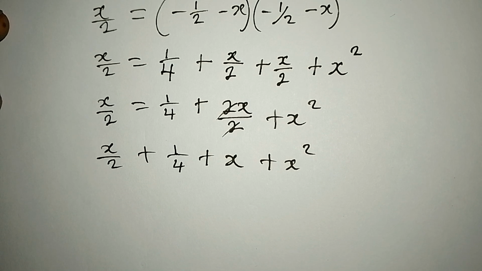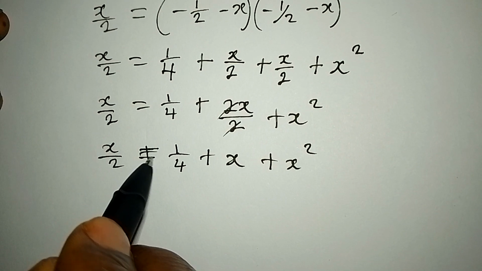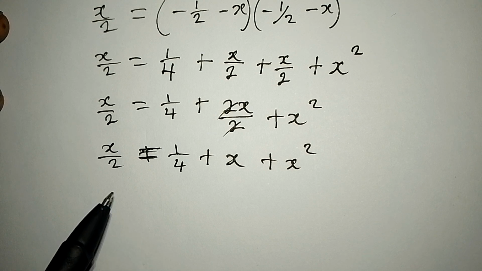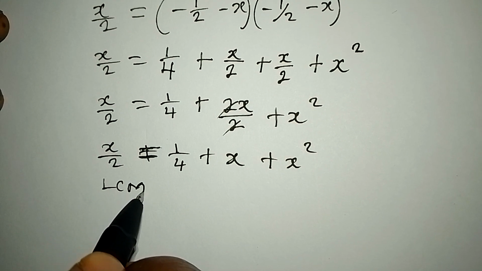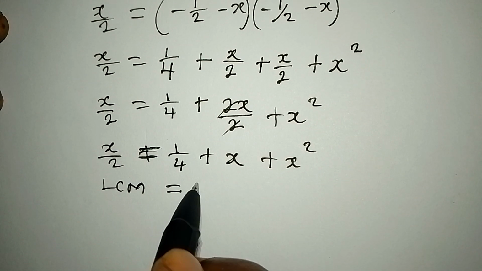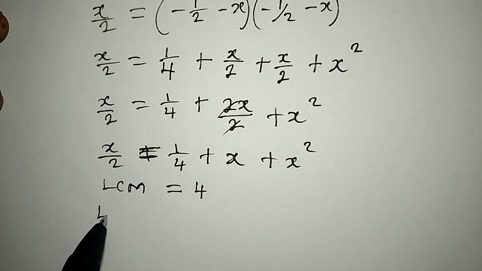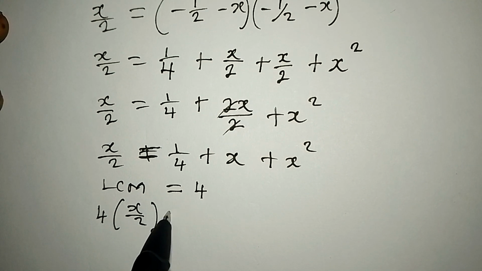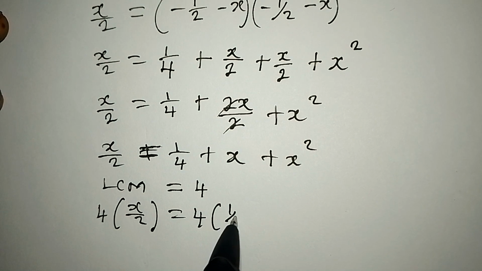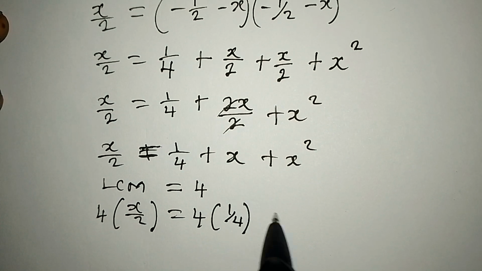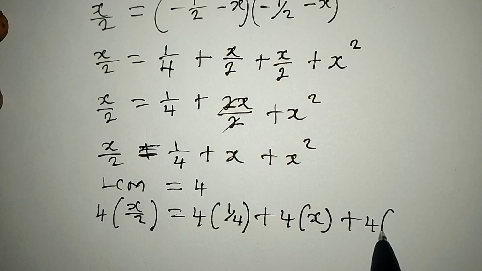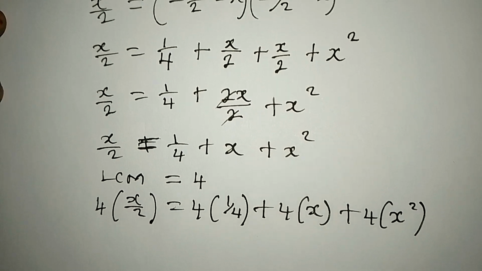There's an equal sign, right? This is an equal sign. So from here, let's get the LCM. The LCM is equal to 4. Now multiply 4 by all the terms: 4 times x over 2 equals 4 times 1 over 4, plus 4 times x, plus 4 times x squared.